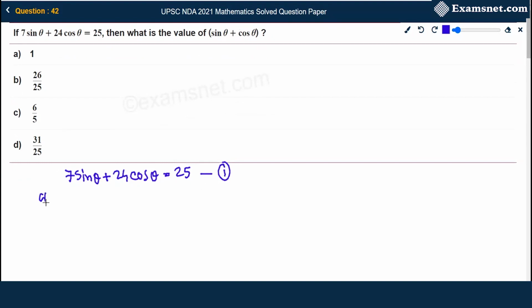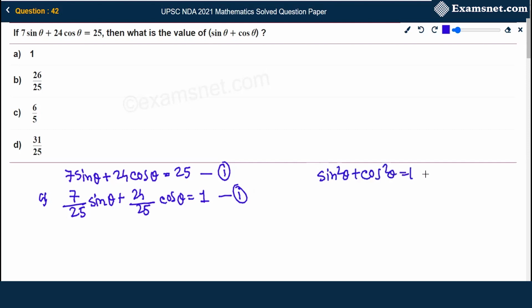We can bring 25 to the left side. It would become 7 by 25 sine theta plus 24 by 25 cos theta equals 1. Now we know one of the very important standard identities, that is sine squared theta plus cos squared theta equals 1. Also, we can express it as sine theta multiplied by sine theta, cos theta multiplied by cos theta equals 1. Let's name it equation number 2.